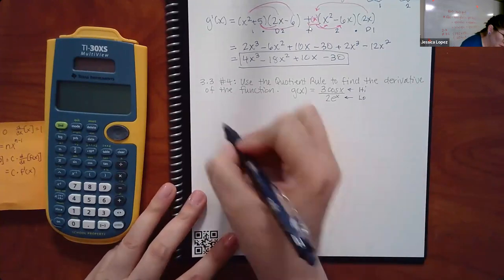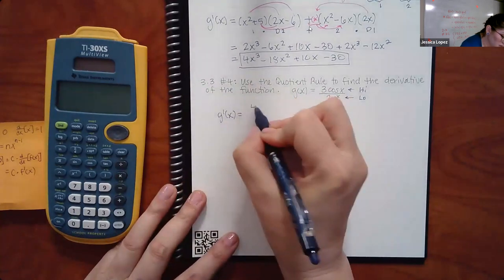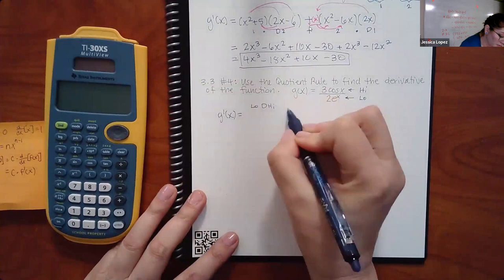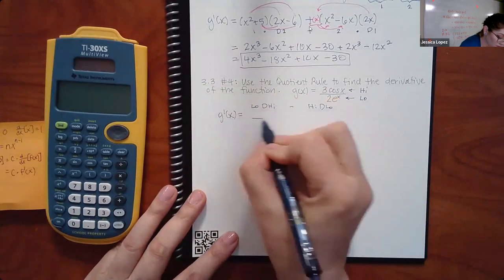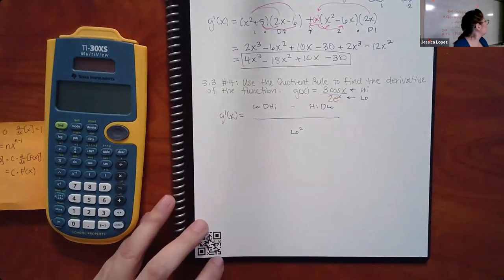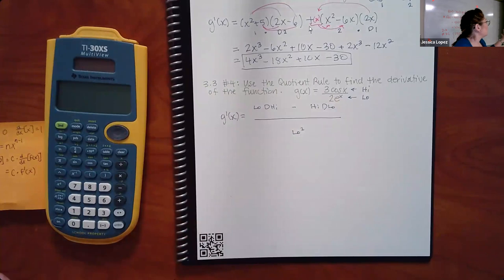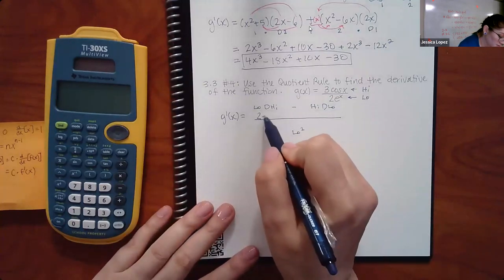So when I use the mnemonic to find the derivative, it's gonna be low d high minus high d low, where my fraction bar is, and then the bottom is gonna be low squared. So I like to set it up like that. You don't have to, but that's just how I like to set it up. So the low stays just the way it is.